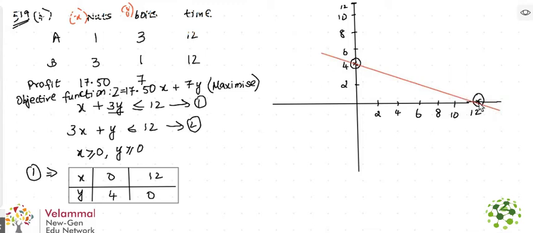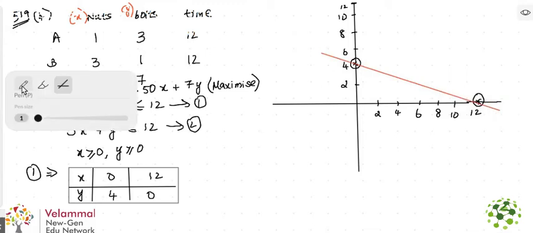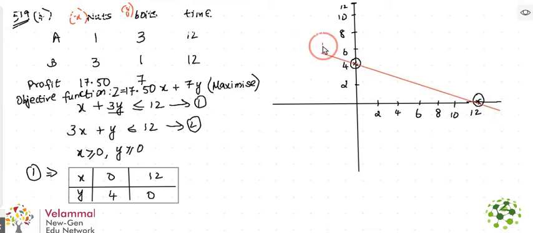Okay. As soon as you draw, you just write 1 on this equation. If the equal to symbol is there, we draw a full line. Otherwise, we need to draw a dotted line. If only less than is there, you need to draw a dotted line. Be very careful. Let us do the second one.